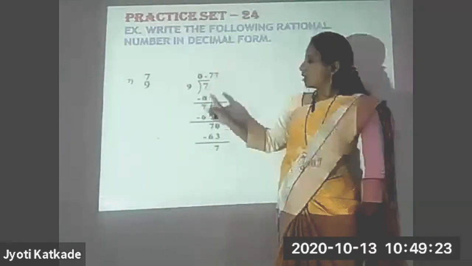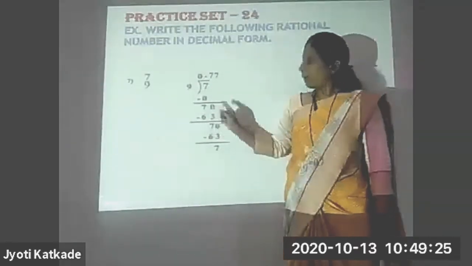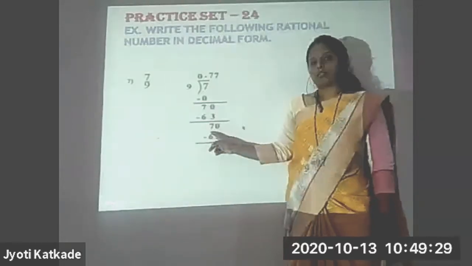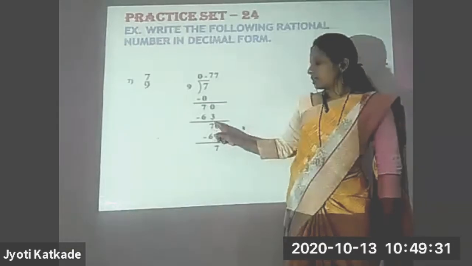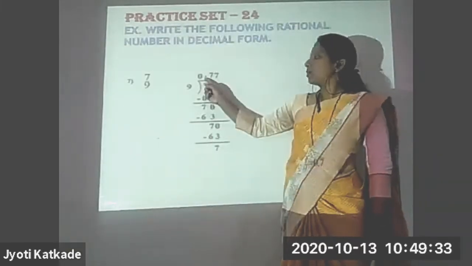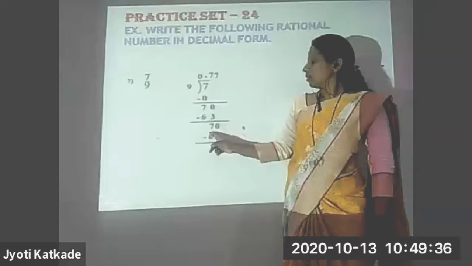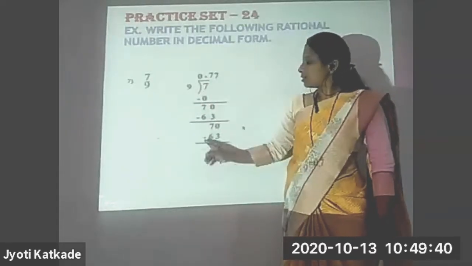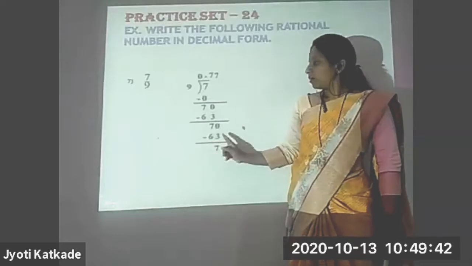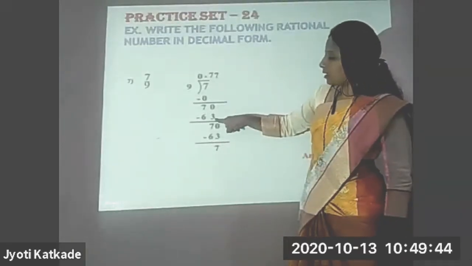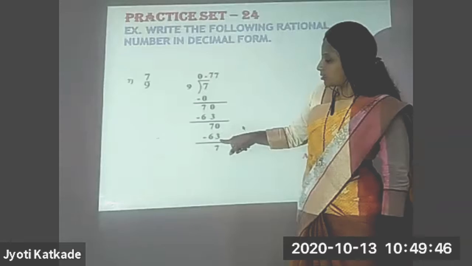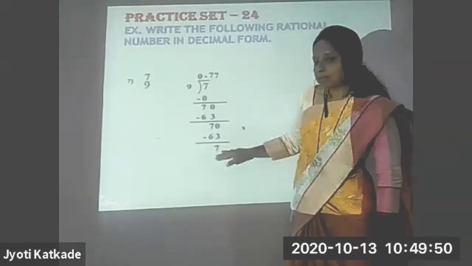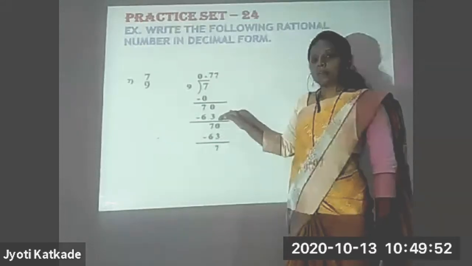9 7s are 63. Minus 63 from this 70, we get 7. Again put 0 because we have taken here decimal point. We get 70. Okay. 9 7s are 63. Means see 70 minus 63, 70 minus 63. These two steps are same. When we take third step, it's also same as this.